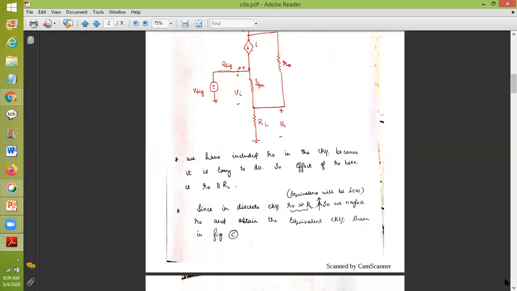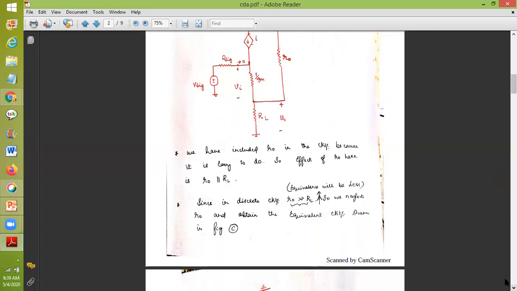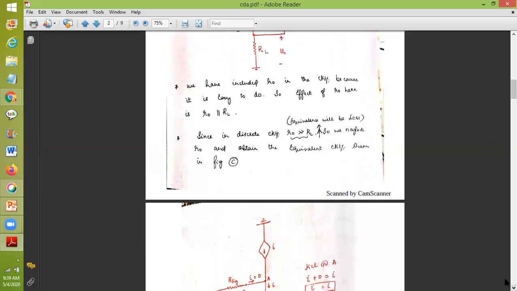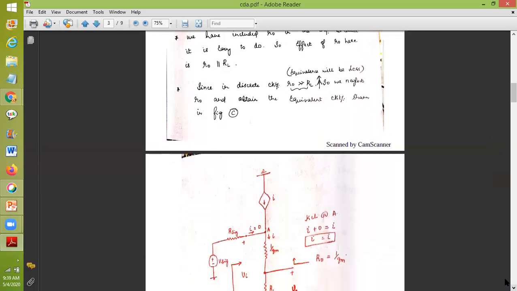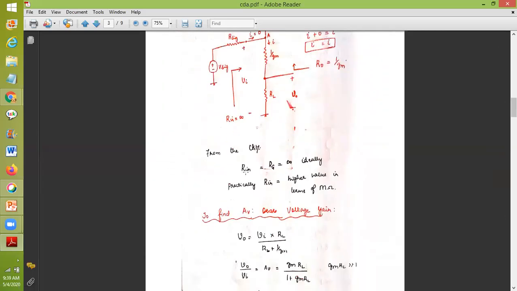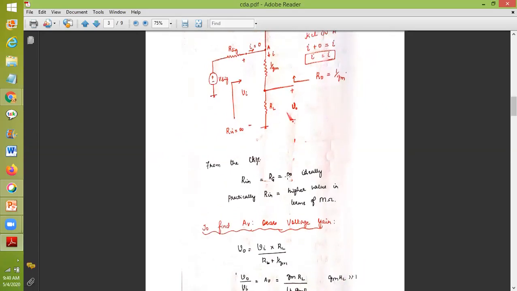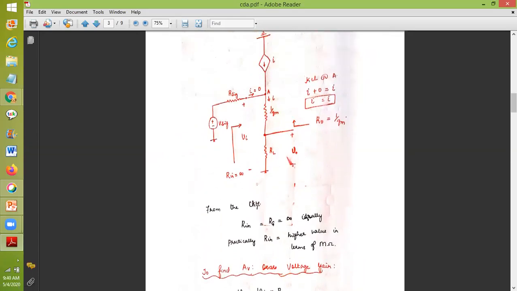So Rin is equal to infinity ideally, but we will write Rin as a very high value. Okay. So that is shown here. Rin is equal to Rg, which is equal to infinity ideally, but practically it will be in terms of megaohms. Okay. So next what we will do here at point A, are you all able to hear?